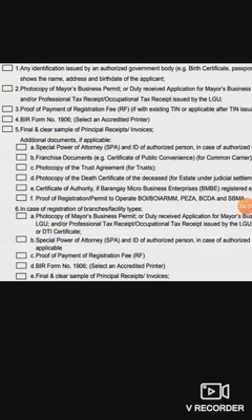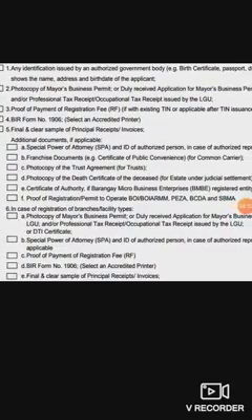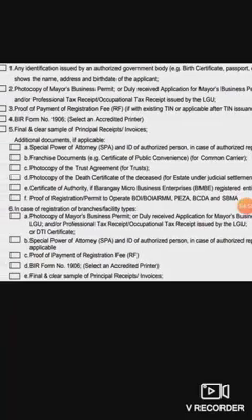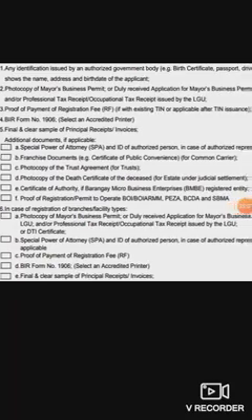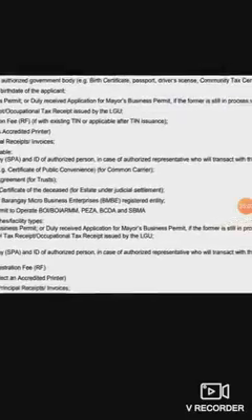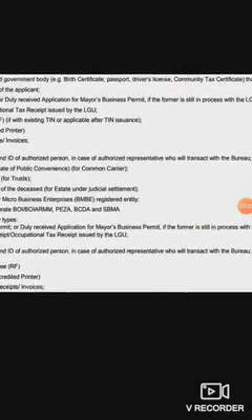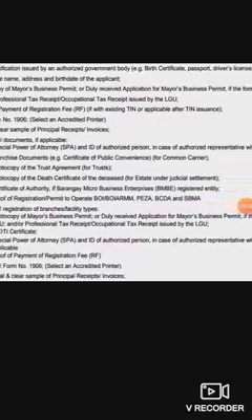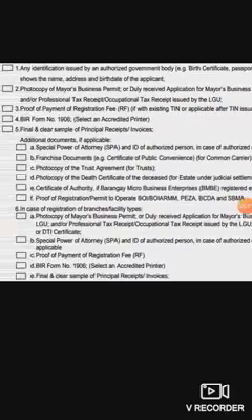Number 4, BIR Form 1906, select an accredited printer. So this is regarding the permit from the mayor, BIR Form 1906. We have number 5, a final and clear sample of principal receipts or invoices. Additional documents, if applicable: a special power of attorney and an ID of the authorized person in case an authorized representative will transact with the Bureau, and franchise documents, such as a certificate of public convenience or common carrier.